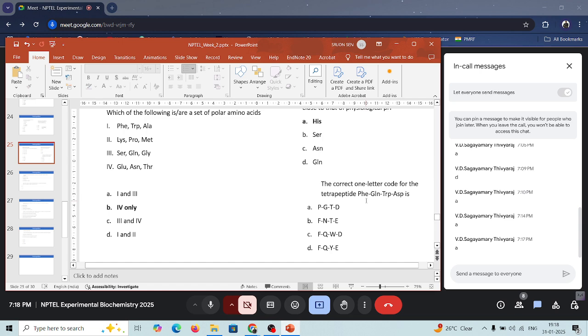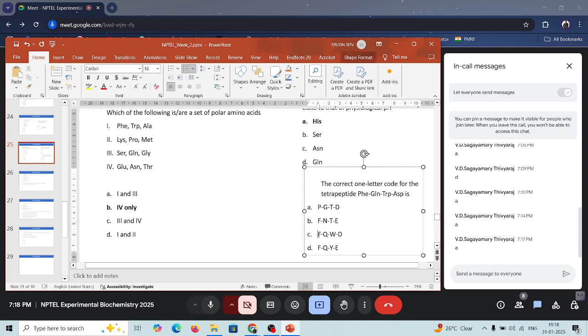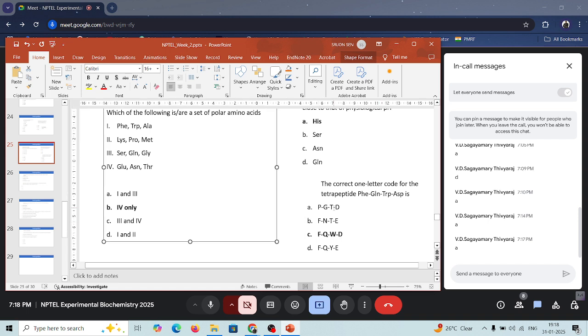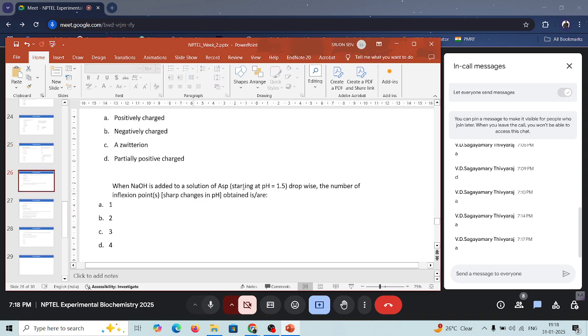For phenylalanine, it is F. For glutamine, you have Q. For tryptophan, you have W, and for aspartic acid, it is D. So C is the correct option. It does not go by the first letter of each. Each of them has its own one letter code. So that is another question you need to keep in mind, because there will be a few around, like find the one letter code of these. Anyways, so the next one.